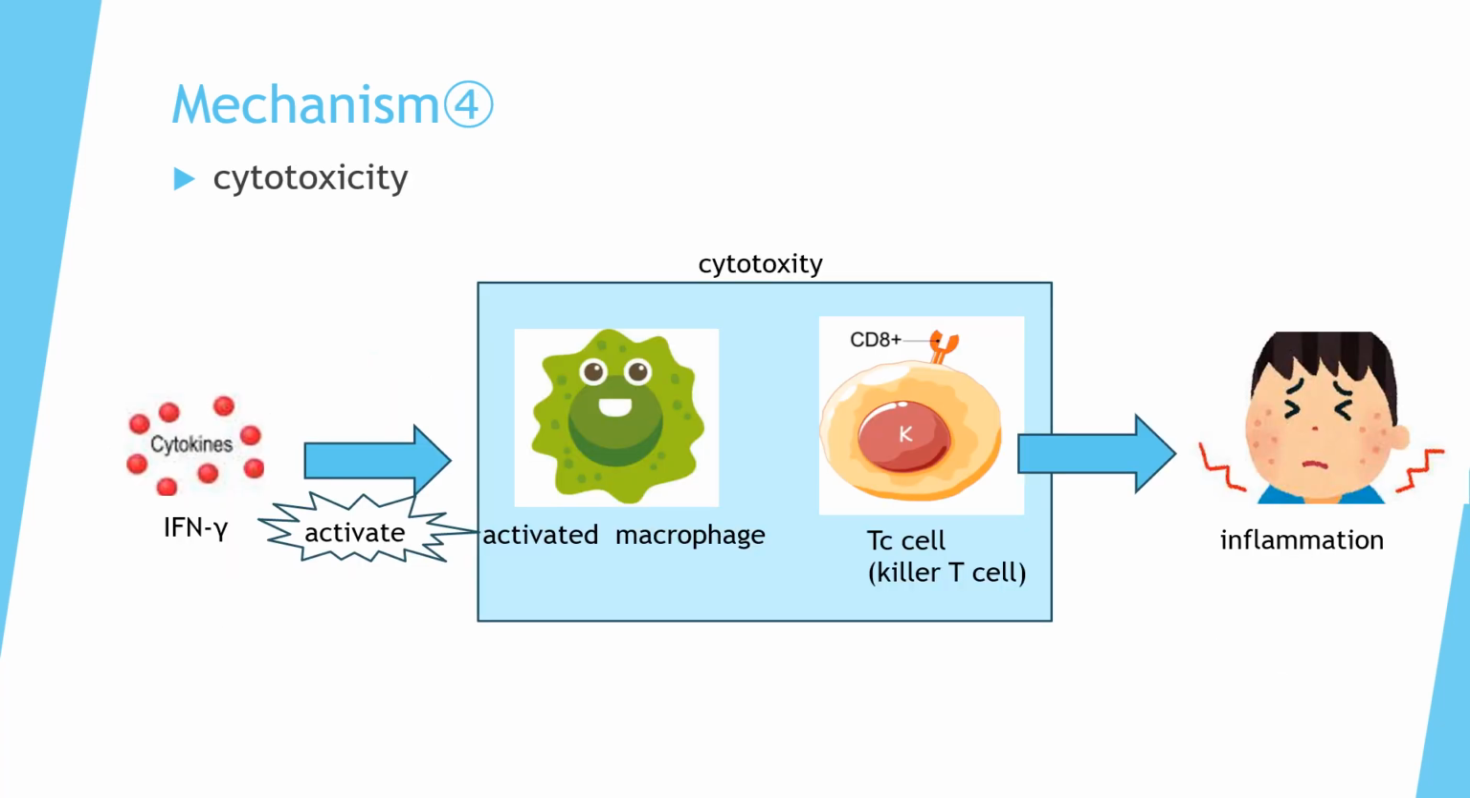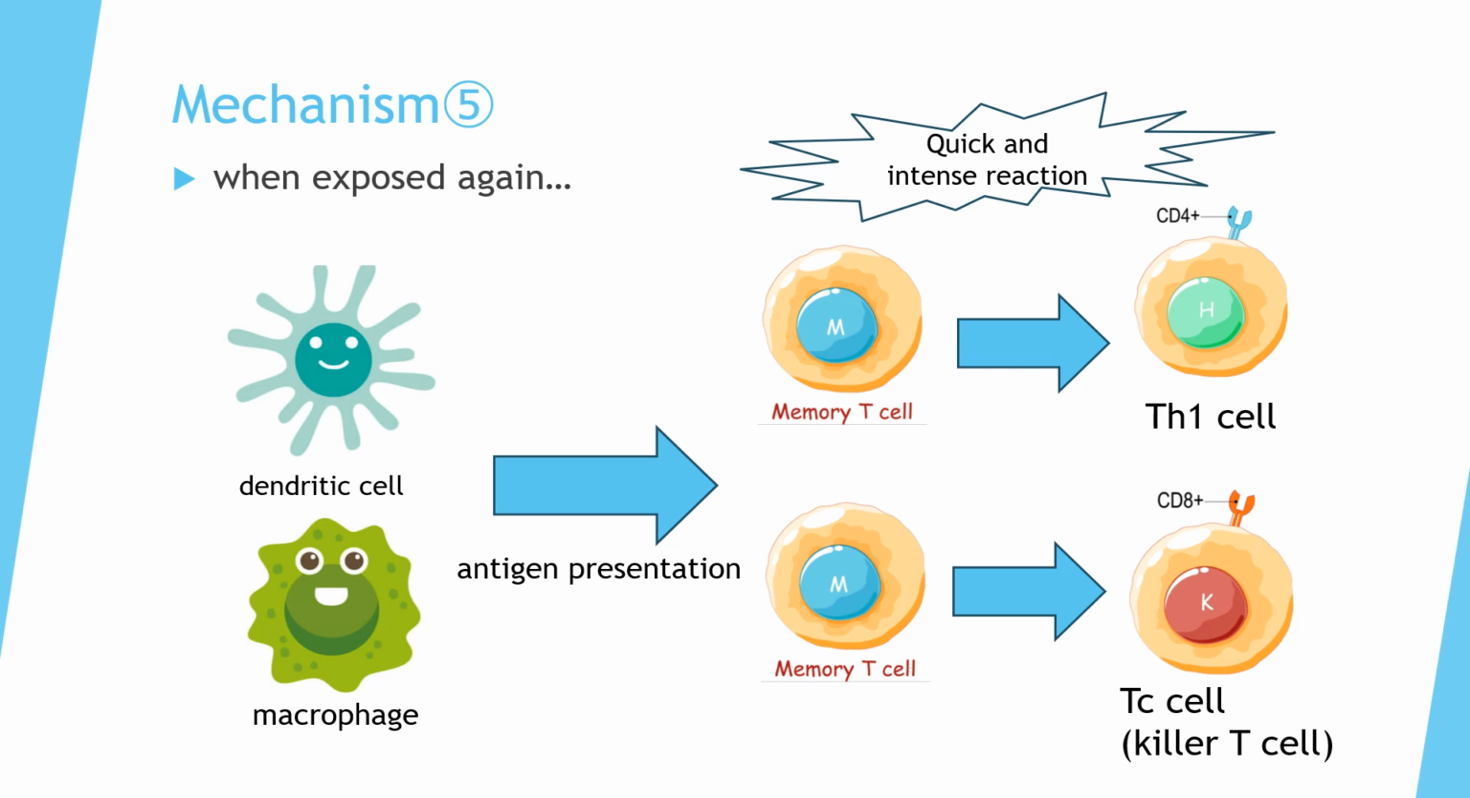Interferon gamma also activates macrophages. Tissue cells and activated macrophages cause cytotoxicity at the site of contact, resulting in inflammation. When antigen exposure occurs again, antigen presentation to memory T cells activates them, and they differentiate into Th1 cells or Tc cells. It results in a rapid and intense response to antigens.